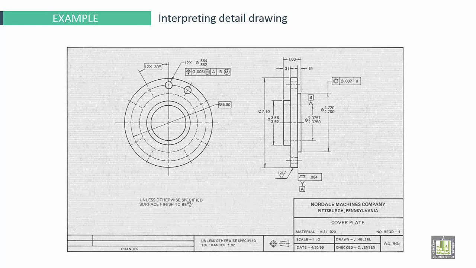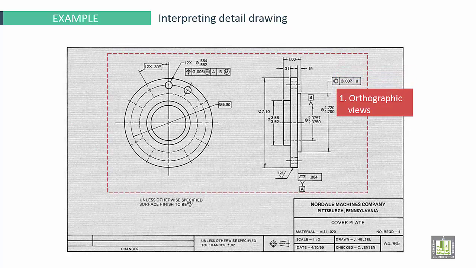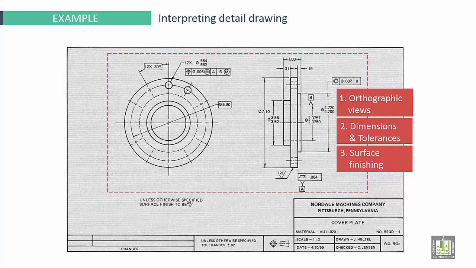As an example for interpreting a detailed drawing, here we have a detailed drawing for this part. Here we have orthographic views and dimensions and tolerances placed on these views. Here also, surface finishing is noted. For example, here, surface roughness. Here we have general notes: unless otherwise specified, surface finish 6.3. Here we have the title block.